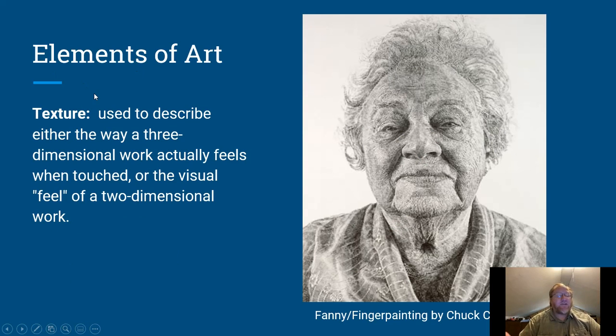So another one is texture. That's used to describe the way a three-dimensional object feels, or the visual feel, which means how a two-dimensional art piece looks like it feels, right? This is Fanny Finger Painting by Chuck Close. He draws hyper-realistic art in pencil, and as you can see, there's the texture of her skin in contrast to the texture of her blouse in contrast to the texture of her hair. There's just a lot of things to talk about there with texture. So that's just another idea.